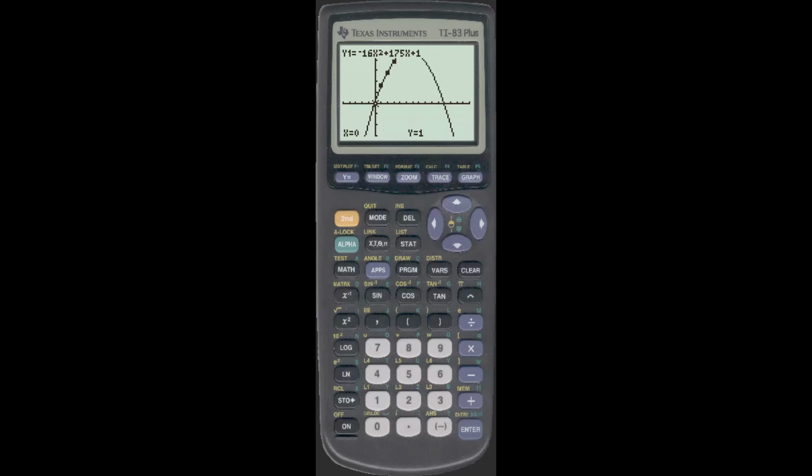For the maximum, you said? No, we're going to do the maximum now. Oh, okay, my bad. I think the y-intercept and the x-intercept are just pretty similar steps. You just need to know how to do it. All right. So second calc, and then down to number 4 is maximum.